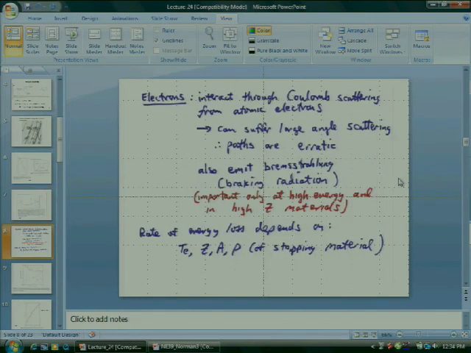Okay, so much for photons. Let's now talk about electrons. We talked about beta decay, we talked about internal conversion, so we know that there are lots of sources of electrons, and now we're imagining that we have such a source, and we're shooting electrons into some material and asking how they interact. Now, what's one of the major distinctions between electrons and photons?